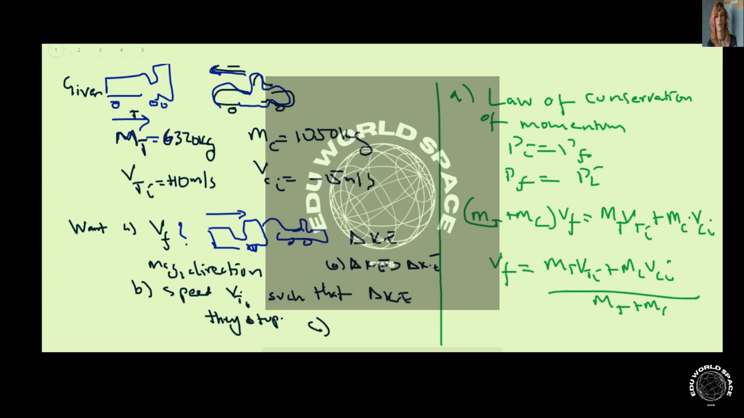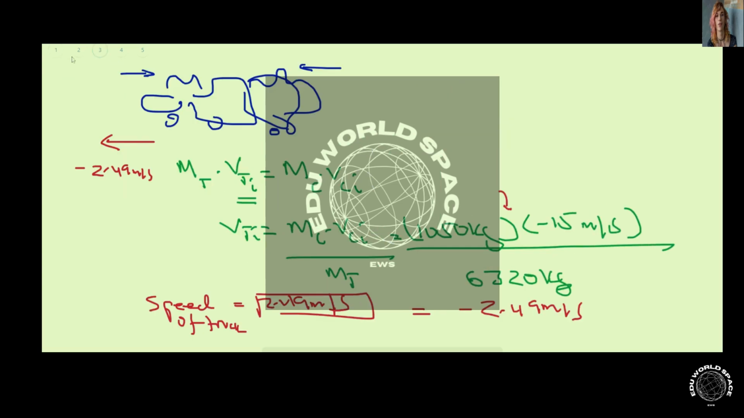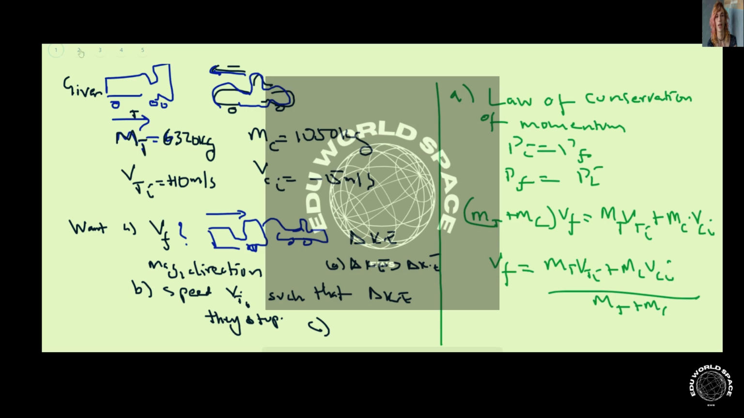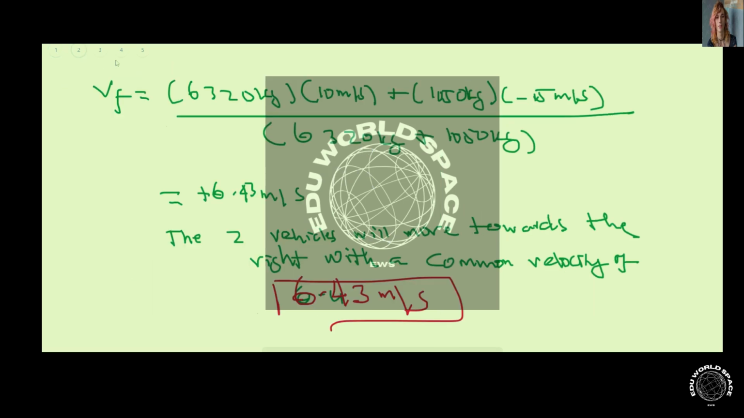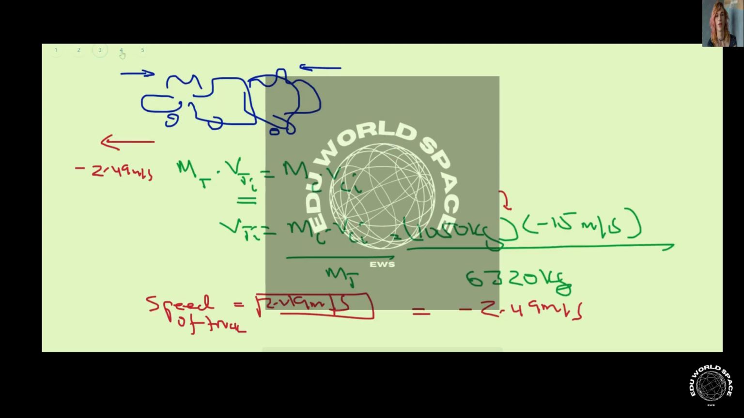Hope you enjoyed the problem. A couple of steps going on. The first part, we're finding the final velocity when they stick together, 6.43 meters per second. The second part, we're finding the ideal speed of the truck for them to stop, 2.49 meters per second. This is the initial velocity of the truck, and then you can change that to speed. Speed is a scalar quantity.